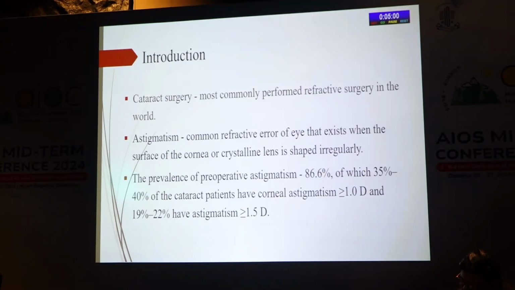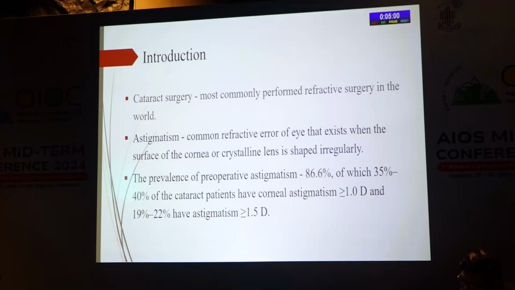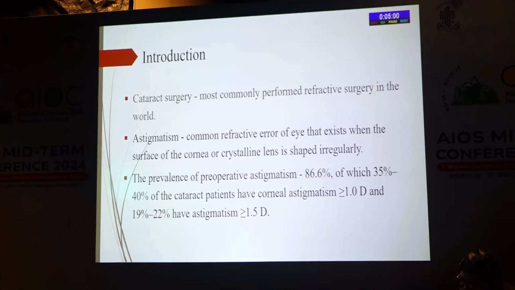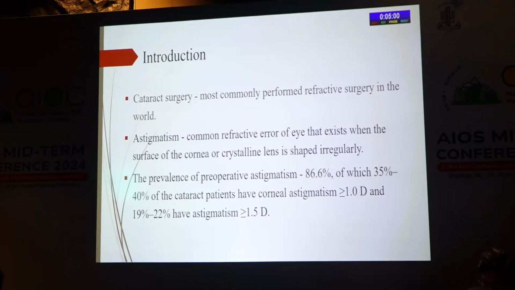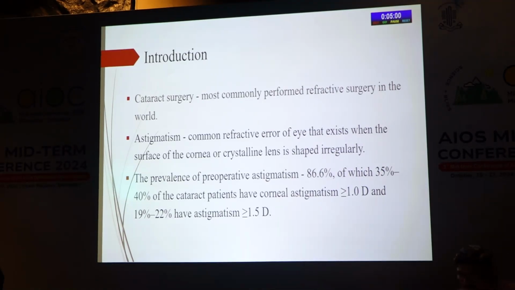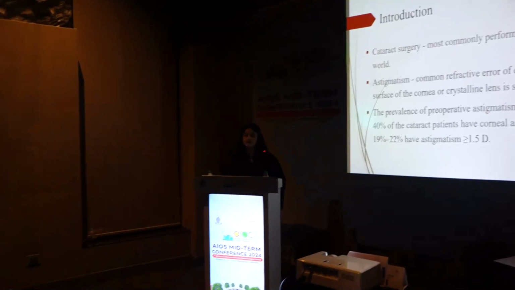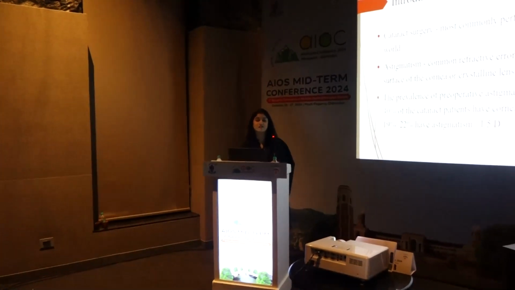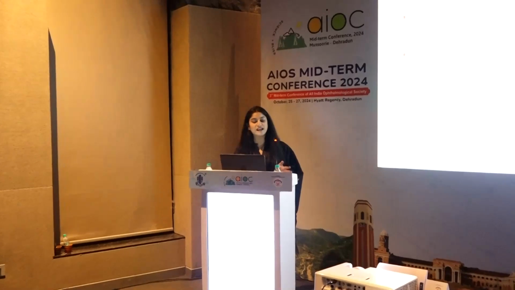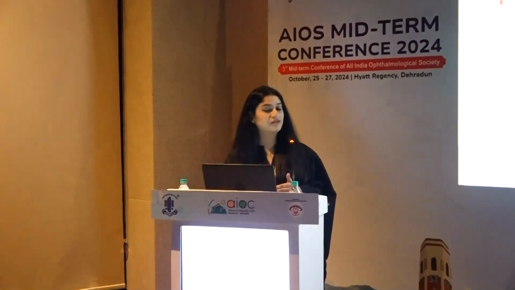Now we all know that cataract surgery is the most commonly performed refractive surgery in the world, and astigmatism is a very common refractive error that we see in our day-to-day life. The prevalence of preoperative astigmatism is 86.6%, of which 35 to 40% have corneal astigmatism greater than 1 diopter and 19 to 22% have greater than 1.5.